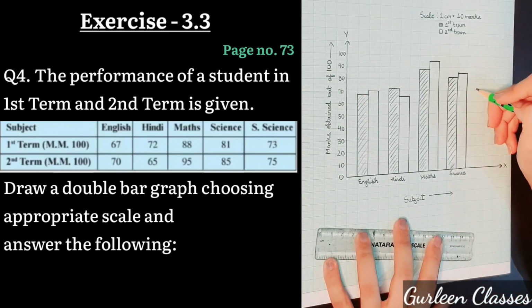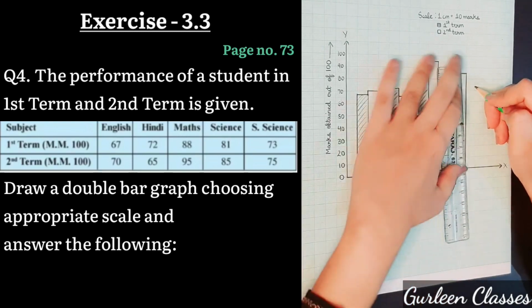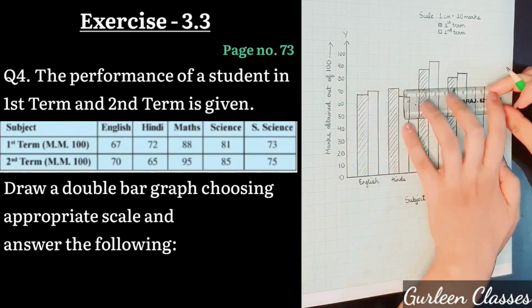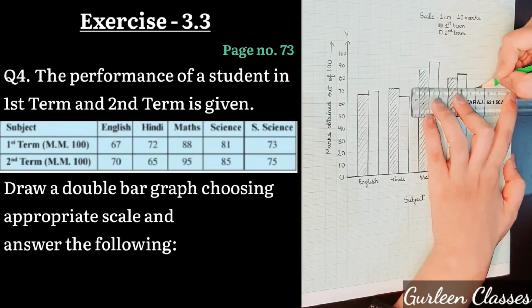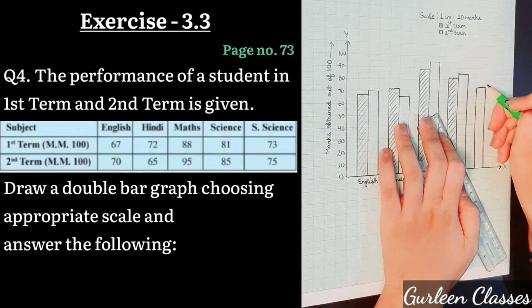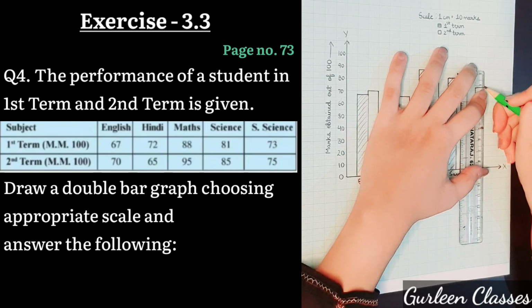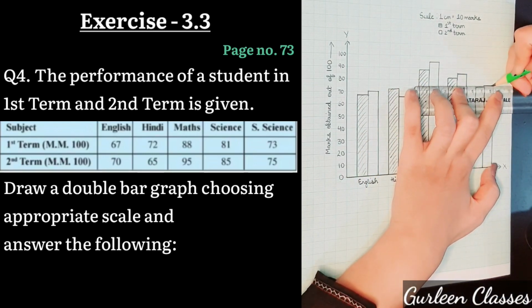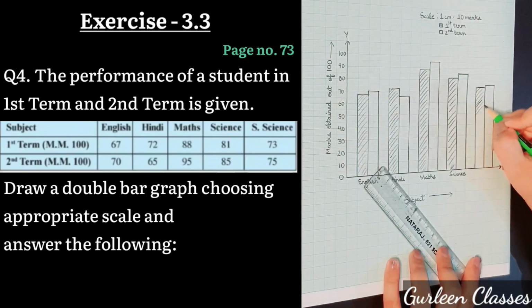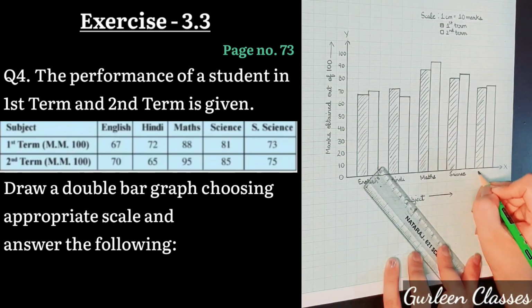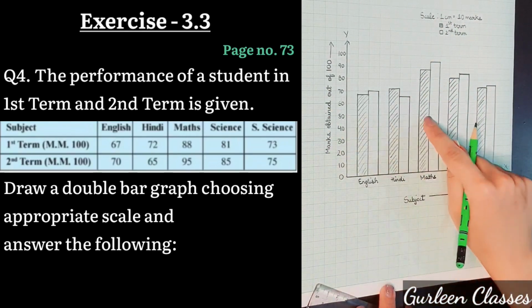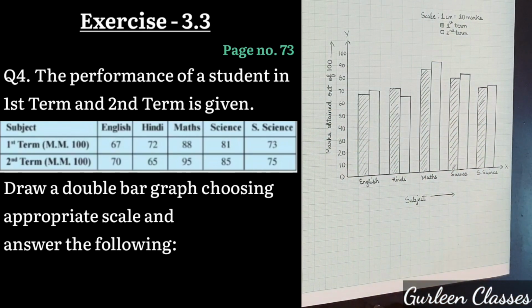Next subject we have Social Science. 73 in the first term. So 73. Mark a point and draw a straight line. So second marks we have of 75. It will lie between 70 and 80. So let us shade this first term and below we are writing Social Science. So we have completed our double bar graph. You have to shade. If you want, you can use any color.